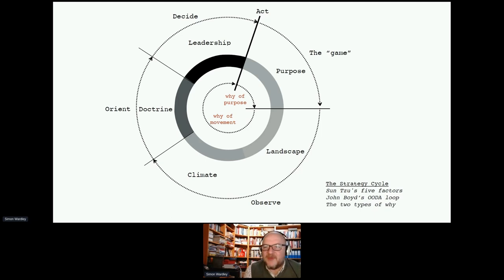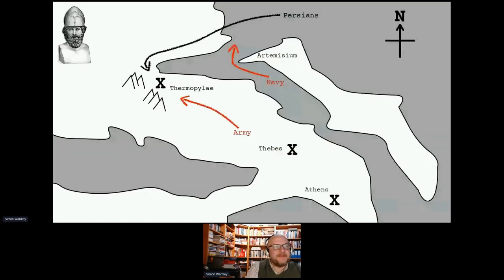And the why of movement, which is should I move this piece? That piece. And so this was about 2005, and suddenly, you know, strategy sort of was starting to make a bit more sense to me. And I really focused on the importance of understanding the landscape, the environment that you're competing in.